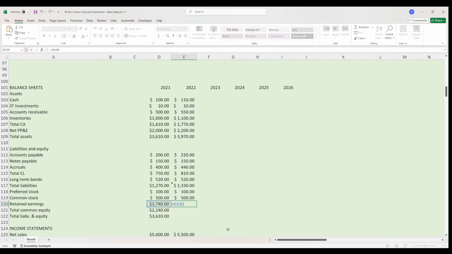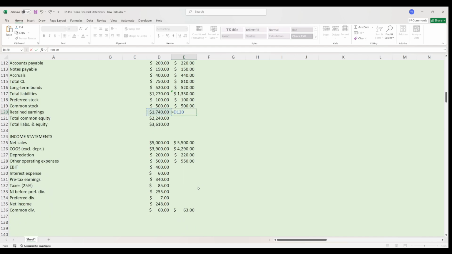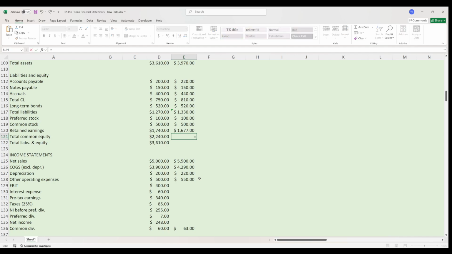So how do you calculate retained earnings? Retained earnings is going to be the retained earnings of the last year plus the net income of this year minus the dividend that you're going to pay. And then the total common equity will be common stock plus retained earnings. And then total liabilities and equities will be total liabilities, 1330, plus preferred stock plus the total common equity. That's what we did. And then the EBIT is going to be the sales minus all the operating expenses added together.